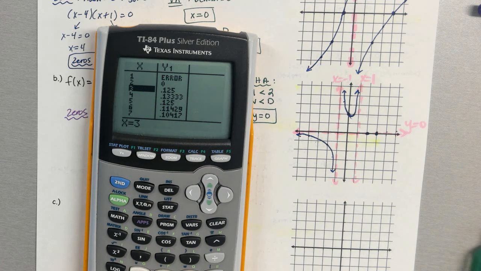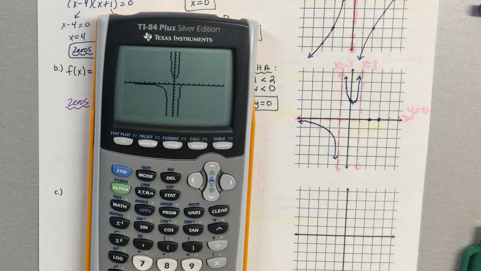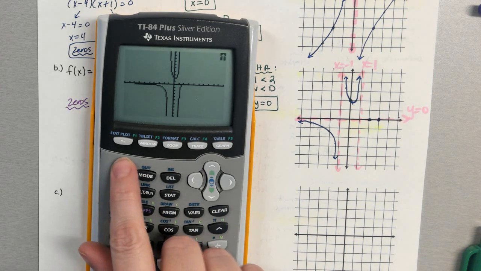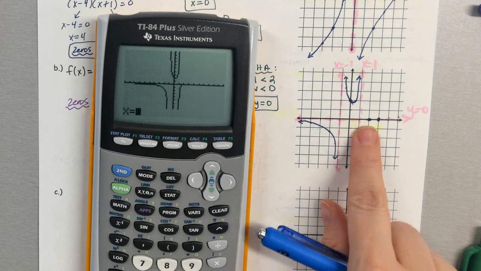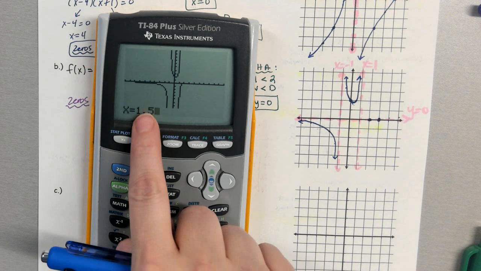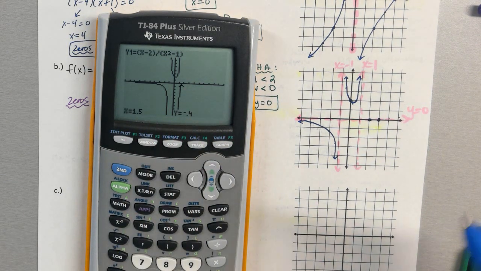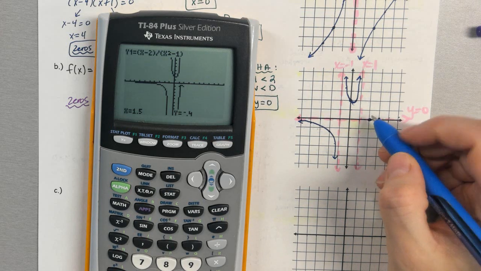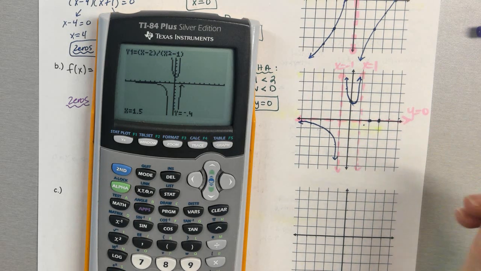I'm going to show you another way you can find that. Ready? You can go to your graph, press second, and then the trace button. It says value. So if I want to know what happens at 1.5, I can just press enter. It'll tell you, oh, when x is 1.5, y is negative 0.4. So at 1.5, I'm about right there.